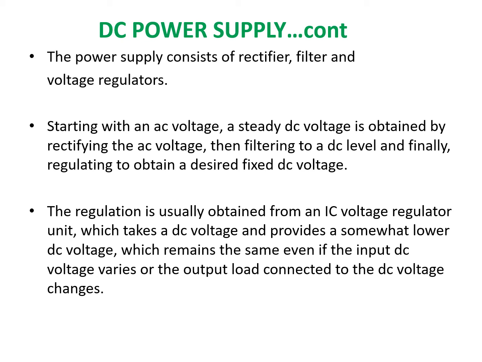So you can read. I will explain more on the regulation. The regulation is usually obtained from an IC voltage regulator unit or chip. It's a small chip which takes a DC voltage and provides a somewhat lower DC voltage, which remains the same even if the input DC voltage varies or the output load connected to the DC voltage changes. So this IC voltage regulator helps to maintain the desired DC voltage.